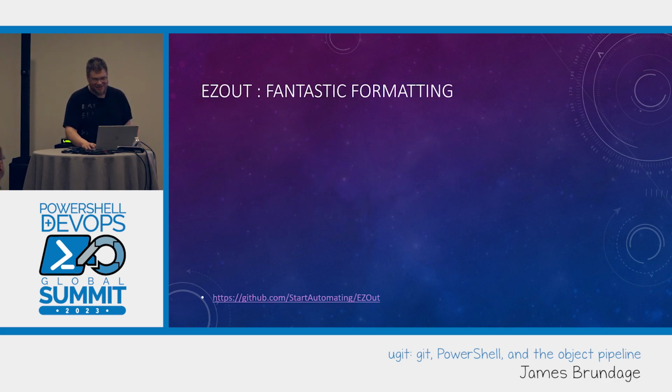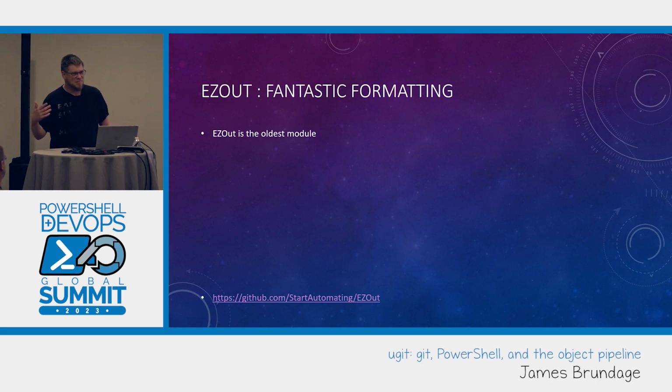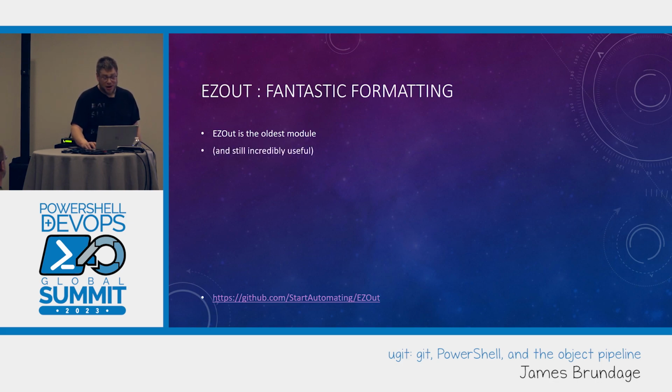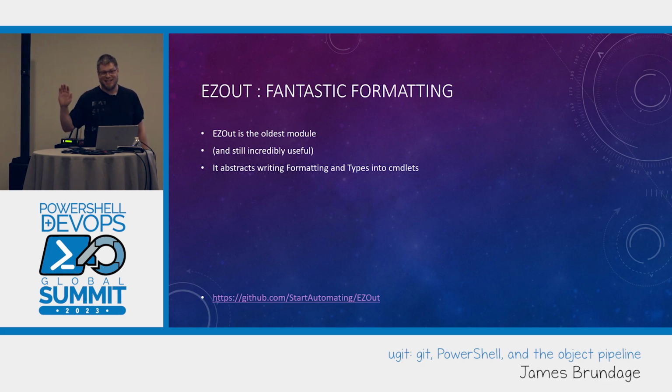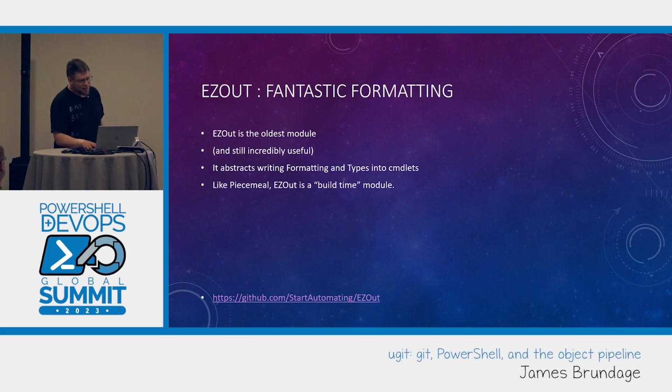Easy Out is actually the oldest PowerShell module. It was written back in the days of PowerShell modules being called packages, in one of the betas for v2. It is still incredibly useful. It abstracts formatting and types in cmdlets. There's also a GitHub action around it, so I can just check in my format.ps1xml or my types directories and call it a day. Like Piecemeal, Easy Out is a build time module.